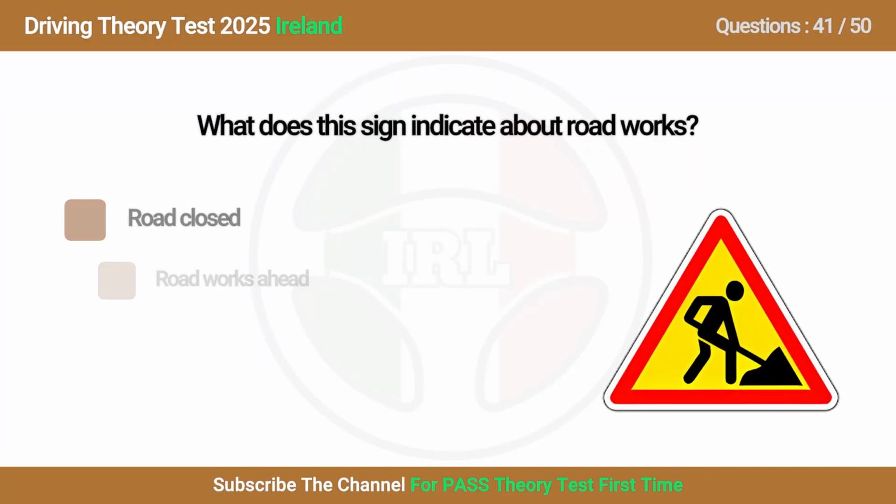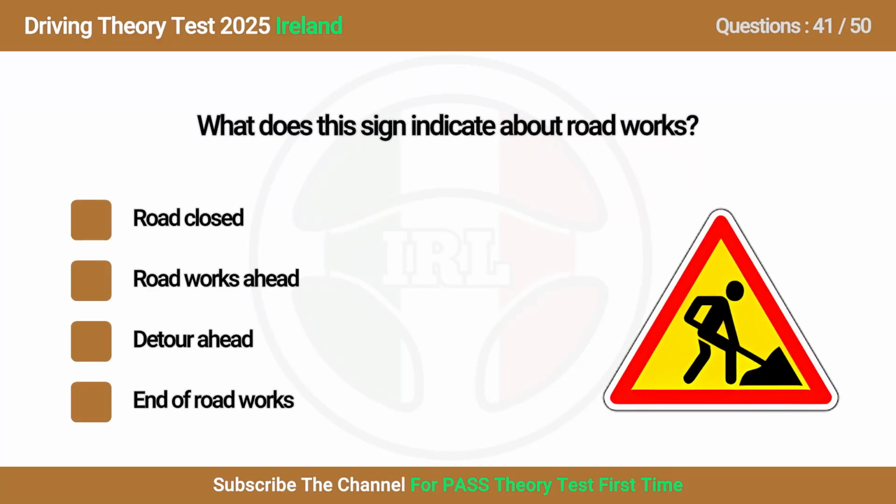Question 41. What does this sign indicate about roadworks? A. Road closed. B. Roadworks ahead. C. Detour ahead. D. End of roadworks.